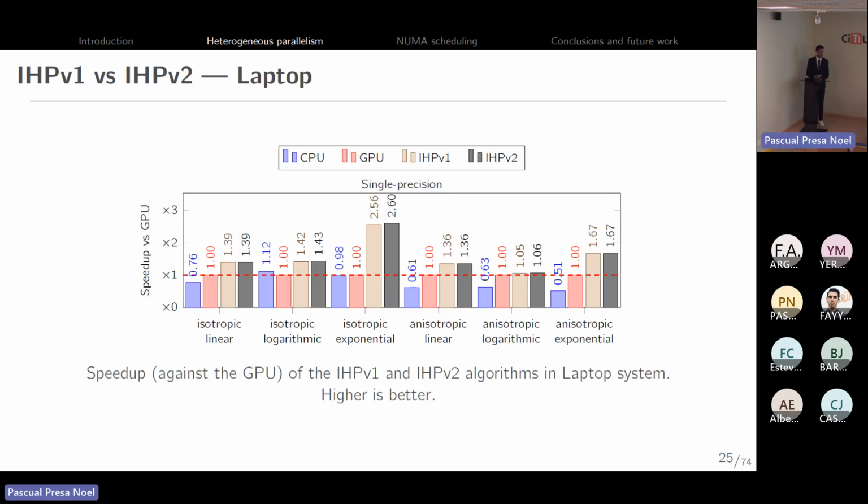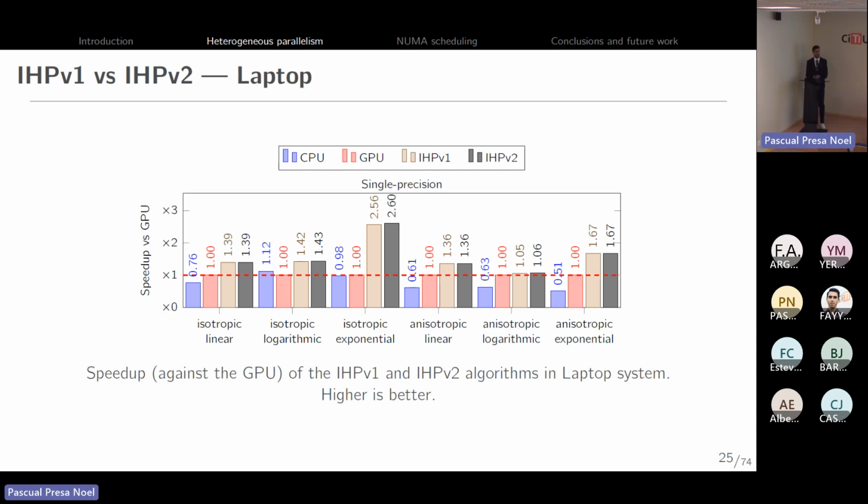In the laptop system, the performance of CPU and GPU are much more similar, as we could expect. So the contribution of the CPU is bigger as well, and we can obtain speedups up to 2.6x.